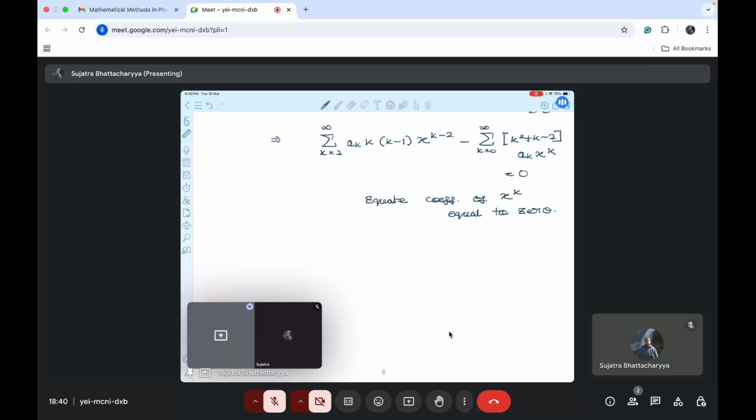So one, we can see that here x to the power k is there, but here we don't have x to the power k. But can we convert? Yes, we can. So how to do this?